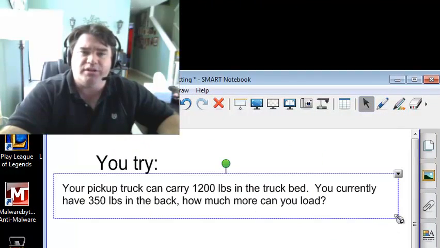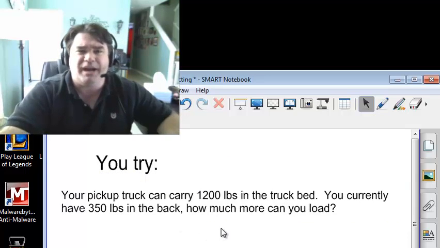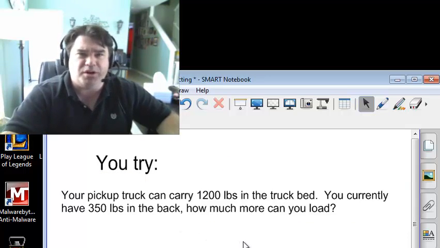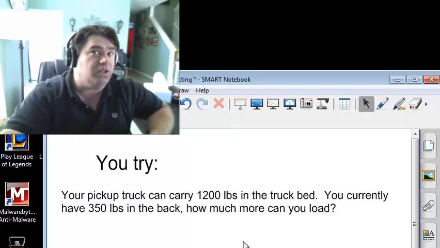Your pickup truck can carry 1,200 pounds in the truck bed. You currently have 350 pounds in the back. How much more can you load? Go ahead and pause at this time. Paused? Hope so. Let's see what you got.